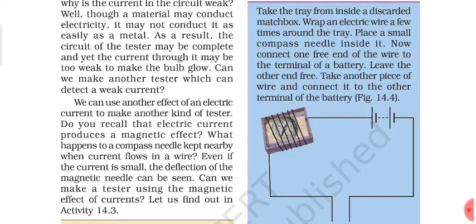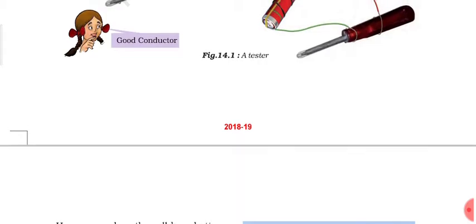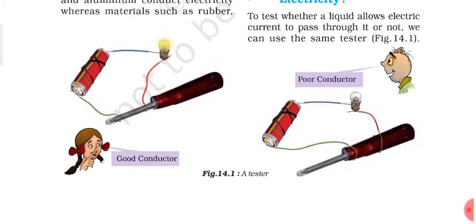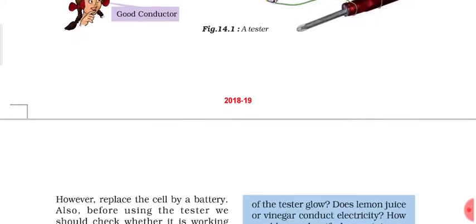I am Ravi Verma and nowadays we are discussing the chemical effects of electric current, chapter number 14. And in the first video we discussed how to make an electric circuit or a tester like this one, which is made up of a cell, a battery and a wire. We performed the activity number 14.2.